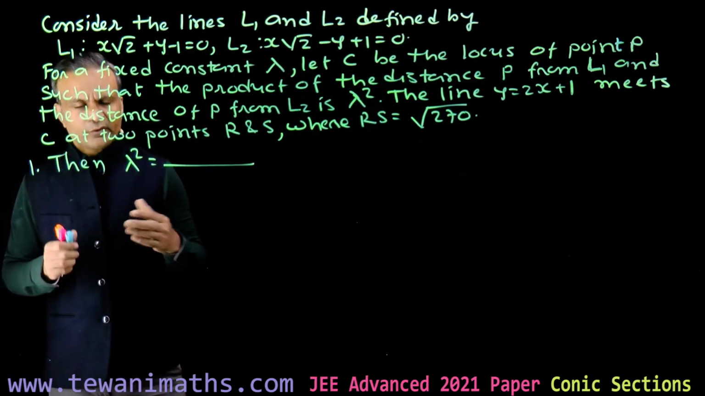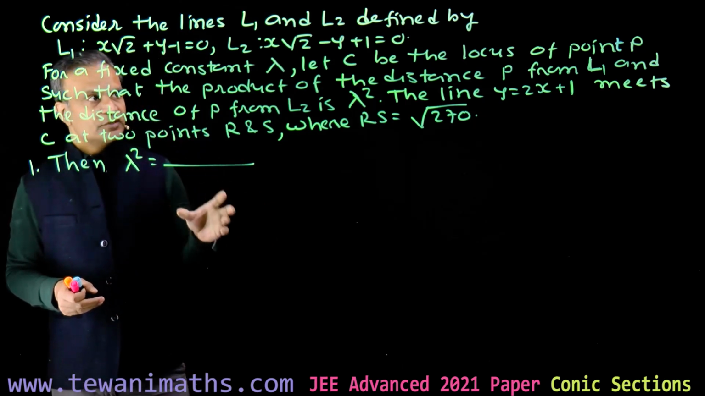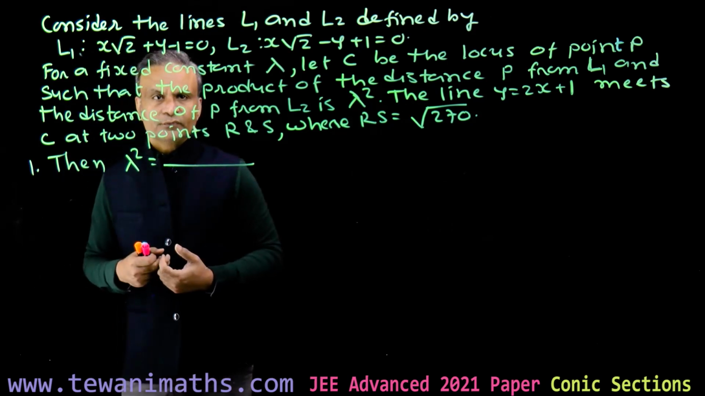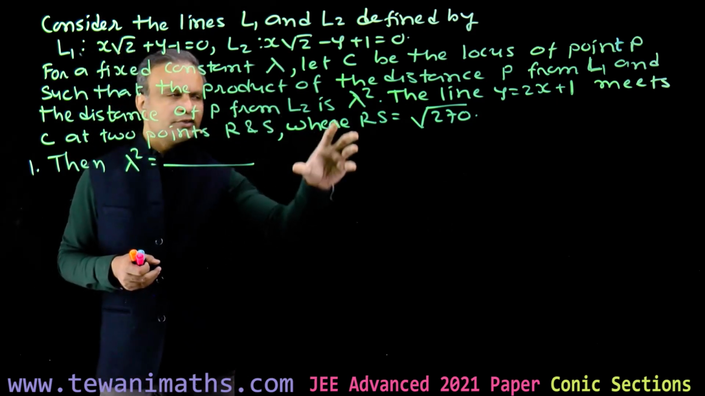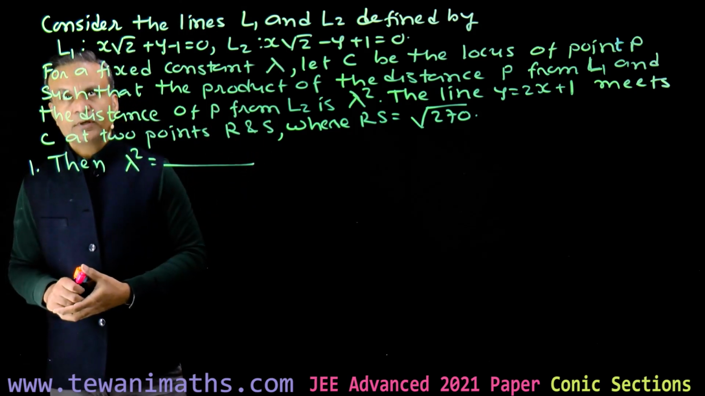Now here we have a very simple question from the locus concept. The question is given in the form of a paragraph. Based on it, we have two questions. Here I have written only one question because of limitation of space. We solve this question first, then the second one.